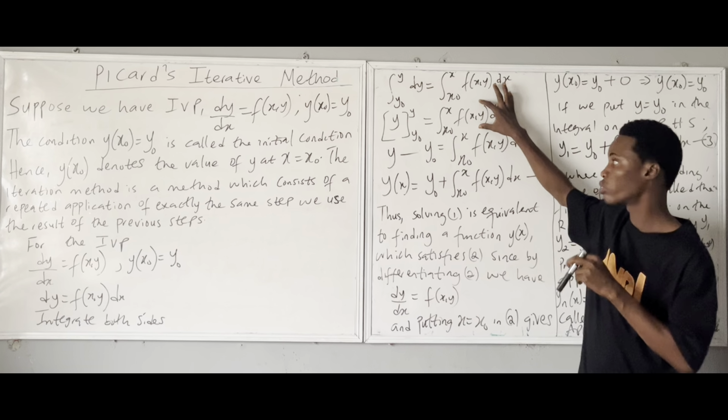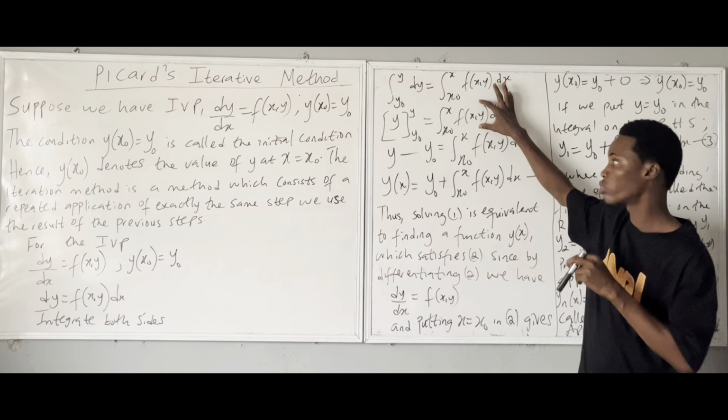So to find the function y of x which satisfies equation 2, we differentiate equation 2 and, with the initial condition, we get this. So this is what the question is talking about. And putting s equal to s naught in equation 2 gives this. This is our equation 2.